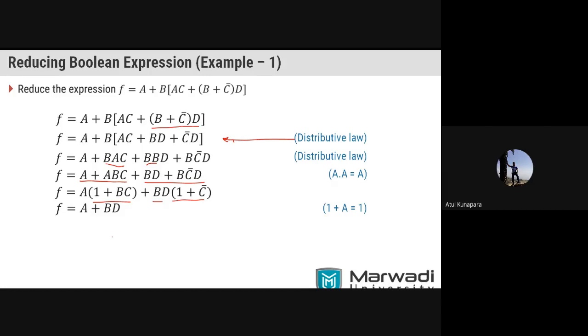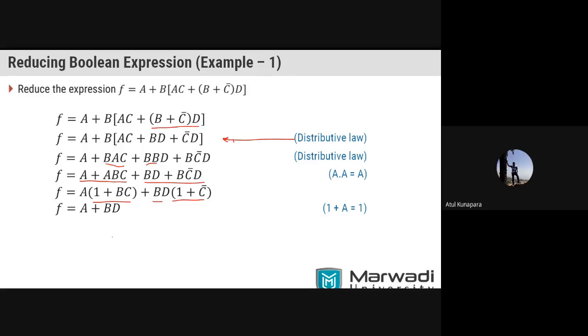So are you able to understand how we can get this reduced form of this Boolean expression? Hello, are you able to understand this? Yes, sir. Okay, that's very good.